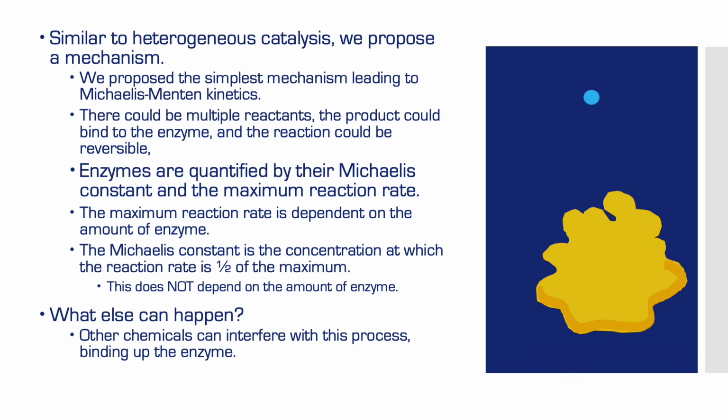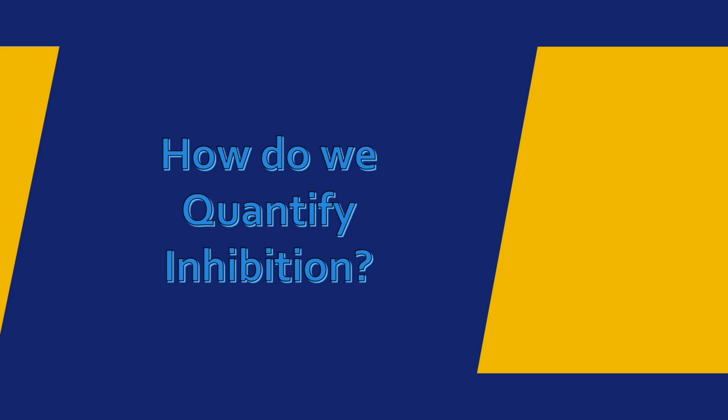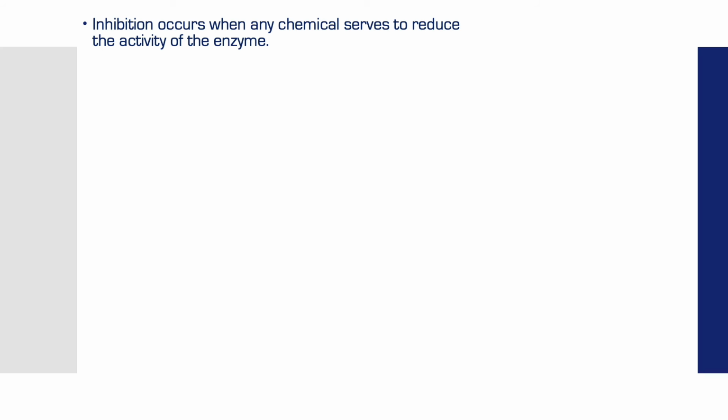So what else can happen? Other chemicals can interfere with this process, binding up the enzyme. This is known as enzyme inhibition. How do we quantify inhibition? Inhibition occurs when any chemical serves to reduce the activity of the enzyme.